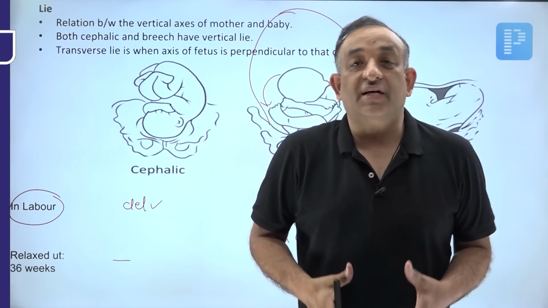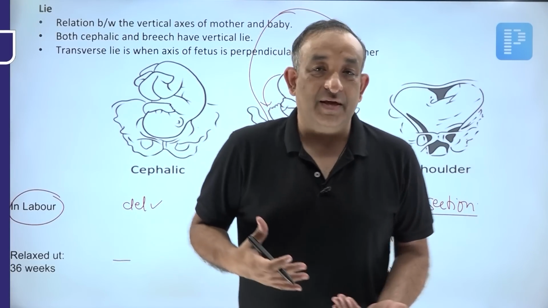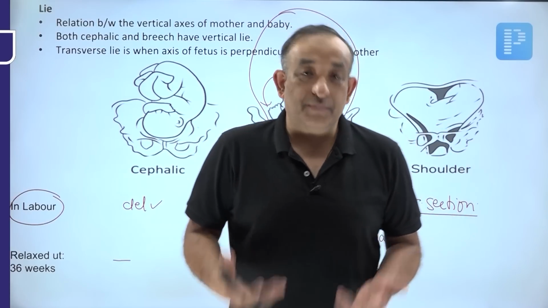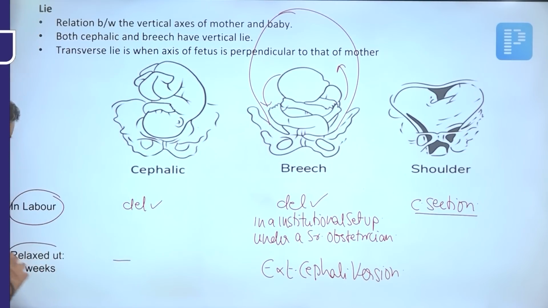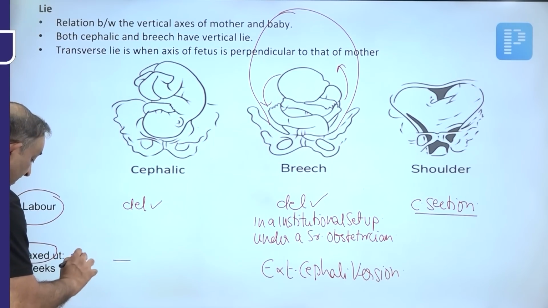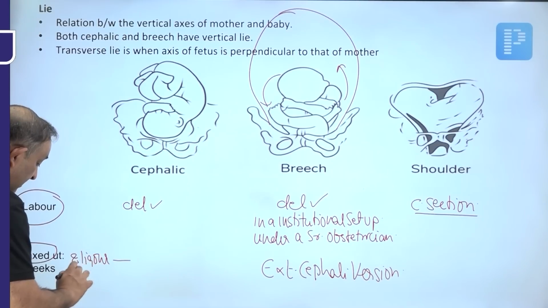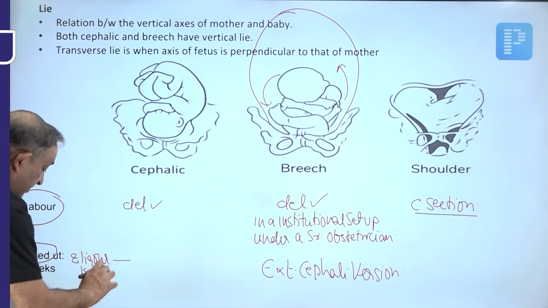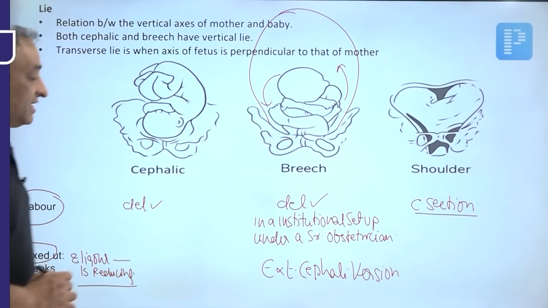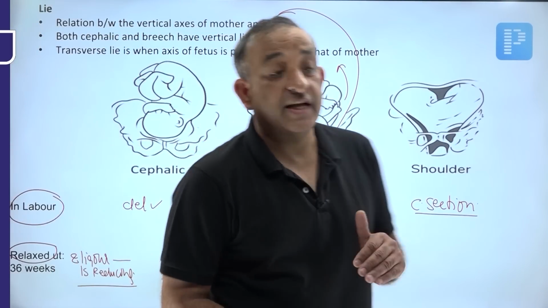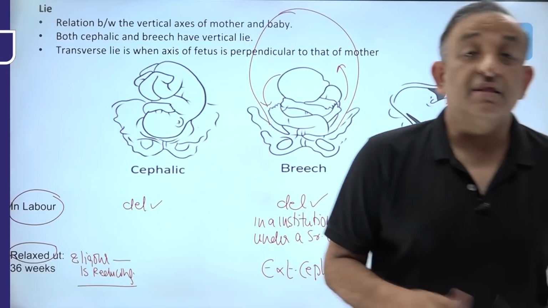When the uterus is contracting and the patient is in labor, you cannot turn the baby. And if you turn the baby, you may cause an abruption at that time. So that's why we do it at 36 weeks, because the uterus is relaxed and liquor is reducing at this time. So when the liquor is reducing, your version is likely to be successful and the baby will stay turned.